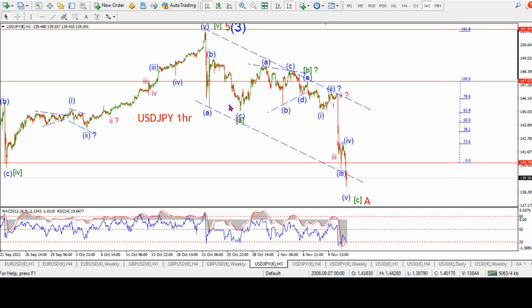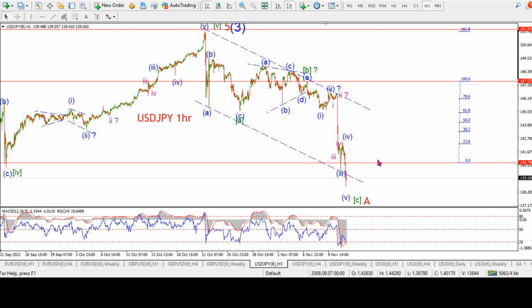You can see the count I'm working with here. I've kind of got us quite squashed in here because there's so much to show. We've got 3 down in A, triangle B wave, and then a 1, 2, 3, 4, and 5. It looks like we're probably close to completing wave 5 now.